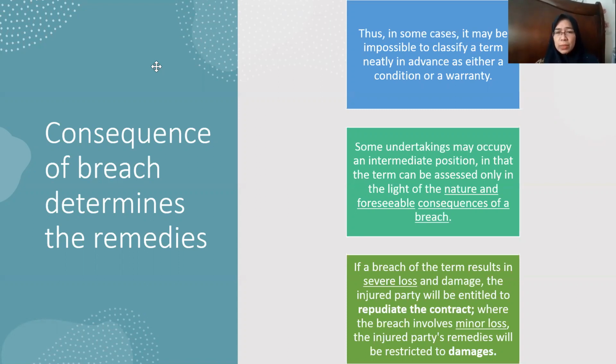So if a breach of the term results in severe loss and damage, the injured party will be entitled to repudiate the contract. But whenever the breach involves minor loss, the injured party's remedies will be restricted to damages only. They cannot set aside, cannot put an end to the contract, cannot repudiate the contract.